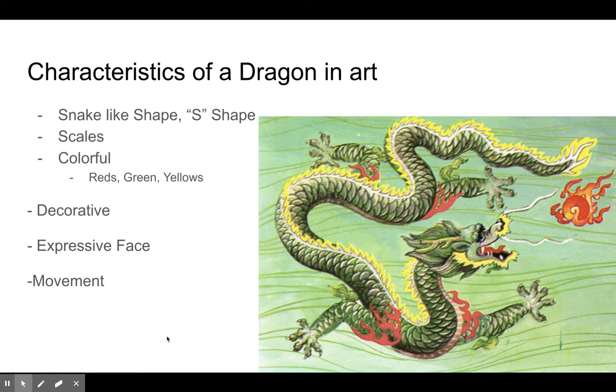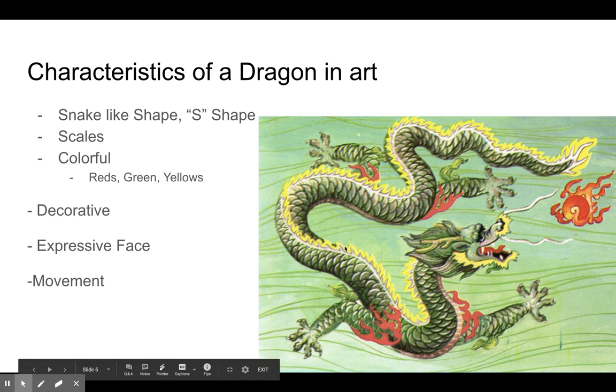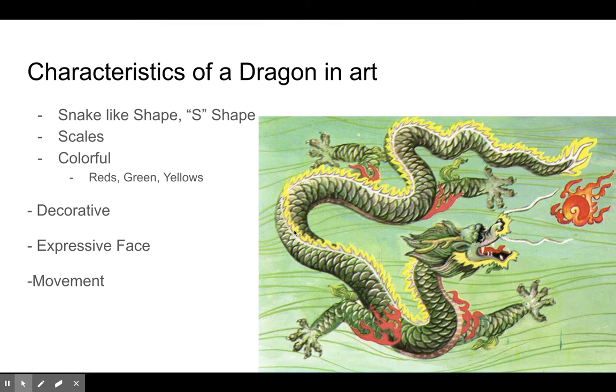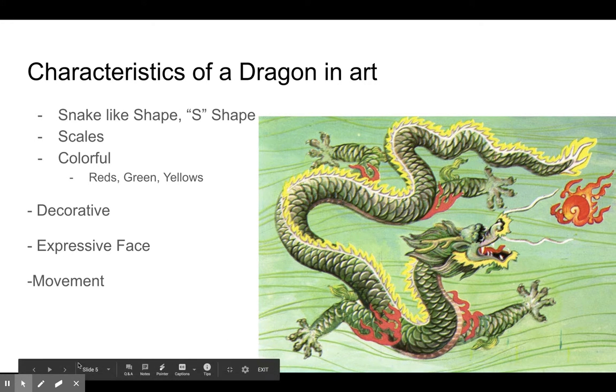When you look at the images of them in their artwork, they're usually S-shaped. So you can see that in this picture here. They're S-shaped, a lot of squiggly lines, and they have scales. And typically, they can be any color, but a lot of times they're green, yellows, and reds are used. And they can be very decorative, have expressive faces, which you can see here as he's shooting out a fireball, and they show a lot of movement.